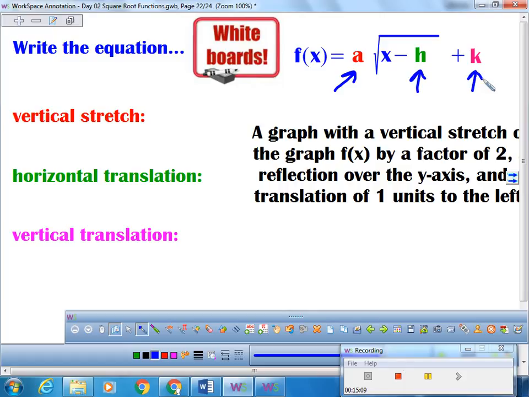Make sense? Yep. Just like in quadratics, just in every single function we've done, H and K are the same thing. One's a horizontal translation, one of them's a vertical translation, thank you.